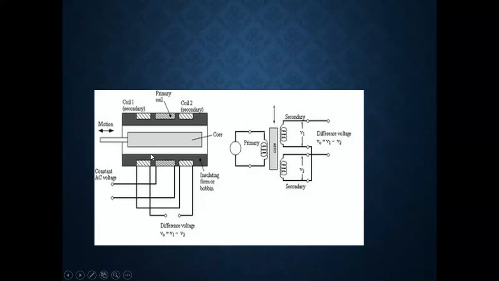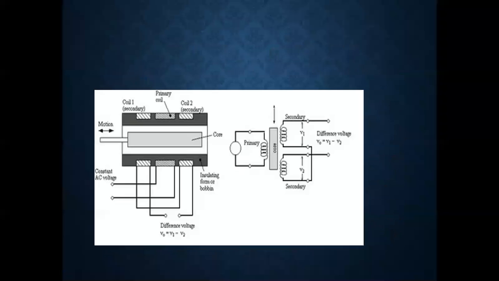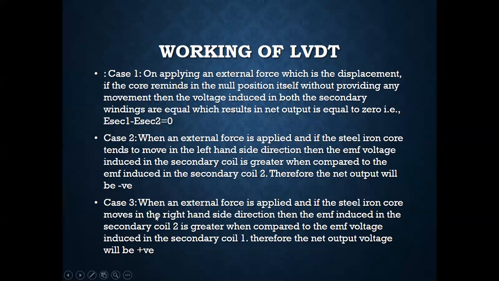I will show you one video of the working of LVDT. This is the working of LVDT. If the core is at the center, output will be zero. If it is right, output will be negative. If it is left, output will be positive. So displacement is converted into voltage.